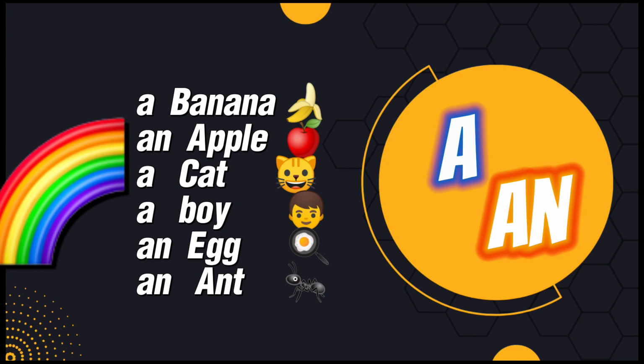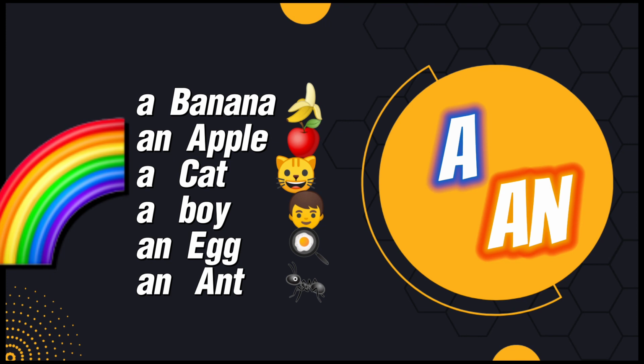Look at the next word, apple. In this case, the first letter is an A. A is a vowel. Remember the vowels are A, E, I, O, U. So we have to put an apple. Cat. The first letter C is a consonant. So should we put a or an? Remember, if it's a consonant, we have to put a cat. The next word, boy. Again, the word starts with a consonant B, so we have to say a boy.